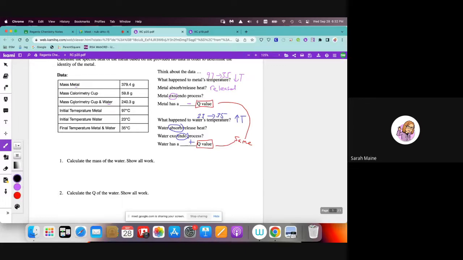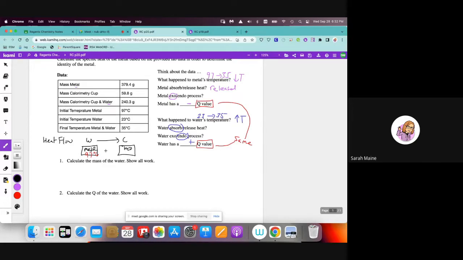So at the beginning of this unit, you guys learned that heat flow is always from the warmer material to the cooler material. So if I have, this is supposed to be my metal, the metal starts off at a temperature of 97 degrees Celsius. And then I've got my container of water, right? So here's the water.